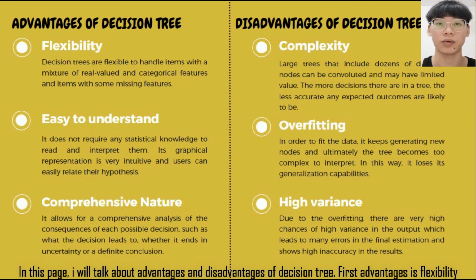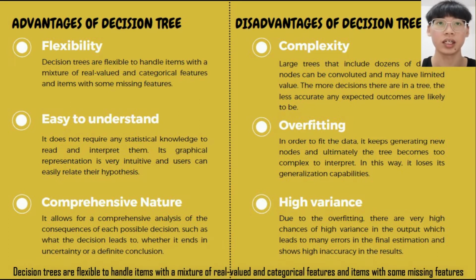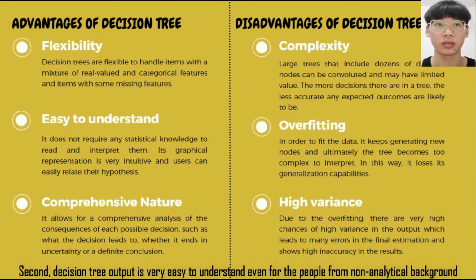In this page, I will talk about advantages and disadvantages of decision tree. First advantage is flexibility. Decision trees are flexible to handle items with a mixture of real value and categorical feature and items with some missing features. Second, decision tree output is very easy to understand even for the people from non-analytical background.